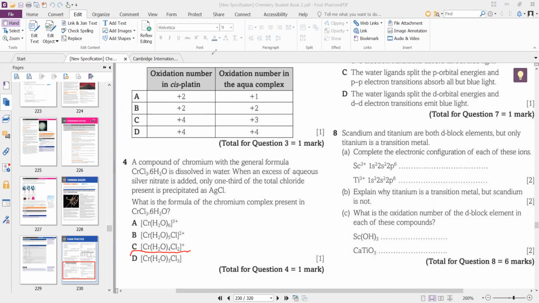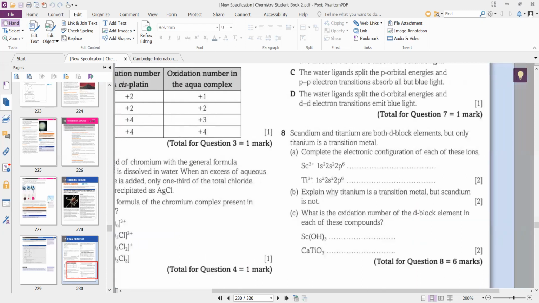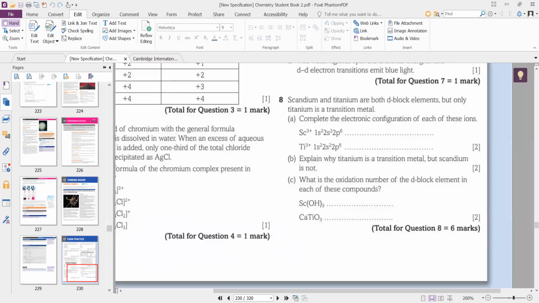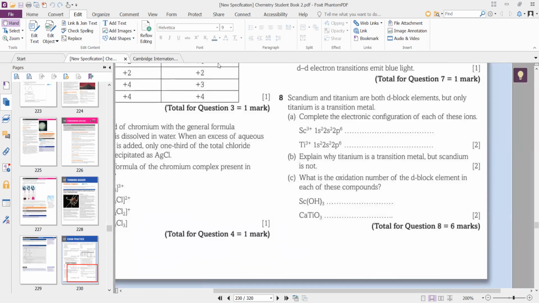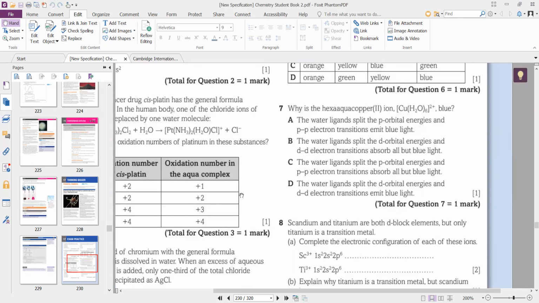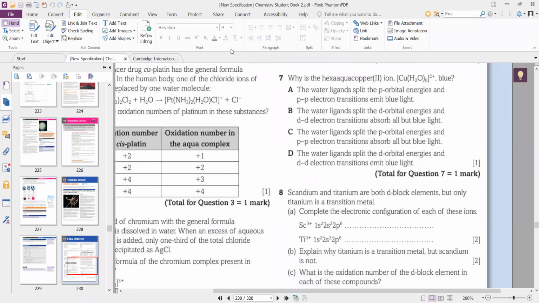Okay, done. Okay. Question number 8, please. Okay, seventh one is MCQ. Okay, seventh one.